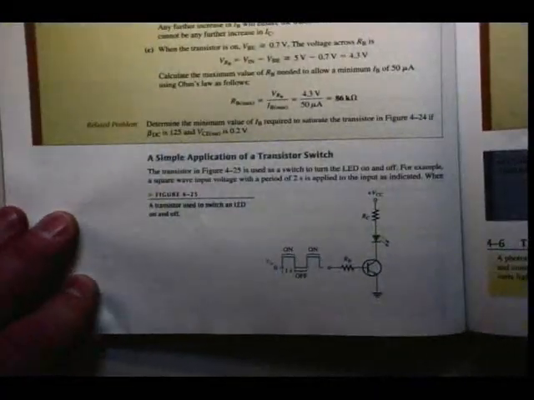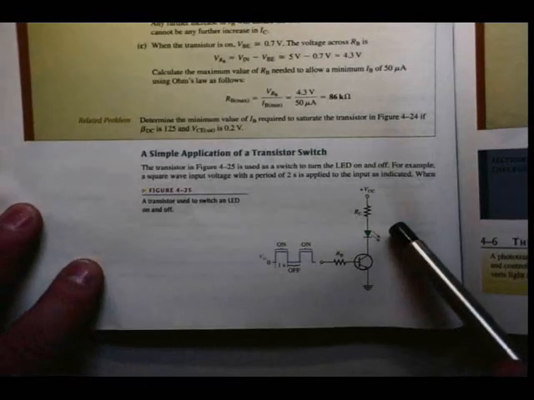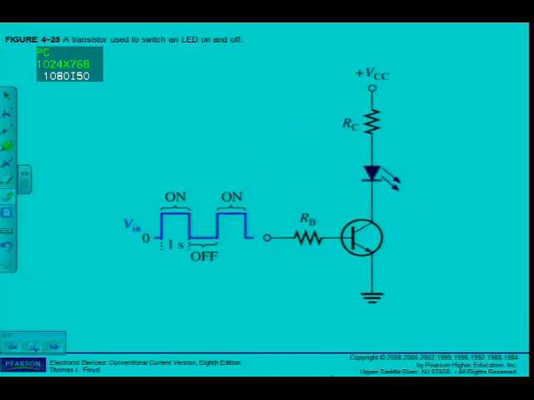Alright, the last thing here is a simple application of the transistor as a switch. It has been asked in exams before, so please note there, in this specific case, if I can get to the figures here again. What I have here is a square wave input that switches on for 1 second and switches off for 1 second.